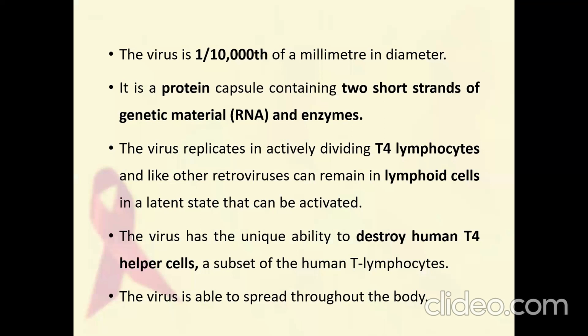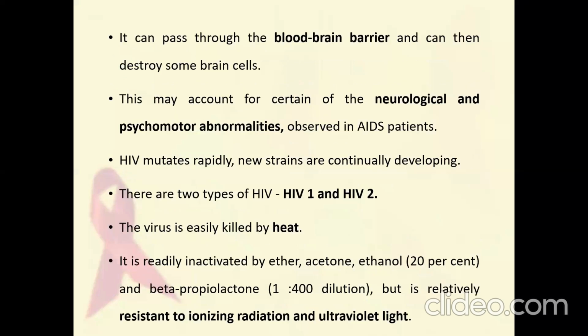The virus is 1/10,000 millimeter in diameter. It is a protein capsule containing 2 short strands of genetic material, that is RNA, and an enzyme. This virus replicates in actively dividing T4 lymphocytes and can remain in lymphoid cells in a latent state, that is, an inactive state, and that state can be activated. The virus has the ability to destroy human T4 helper cells, which are a subset of human T lymphocytes. The virus is able to spread throughout the body.